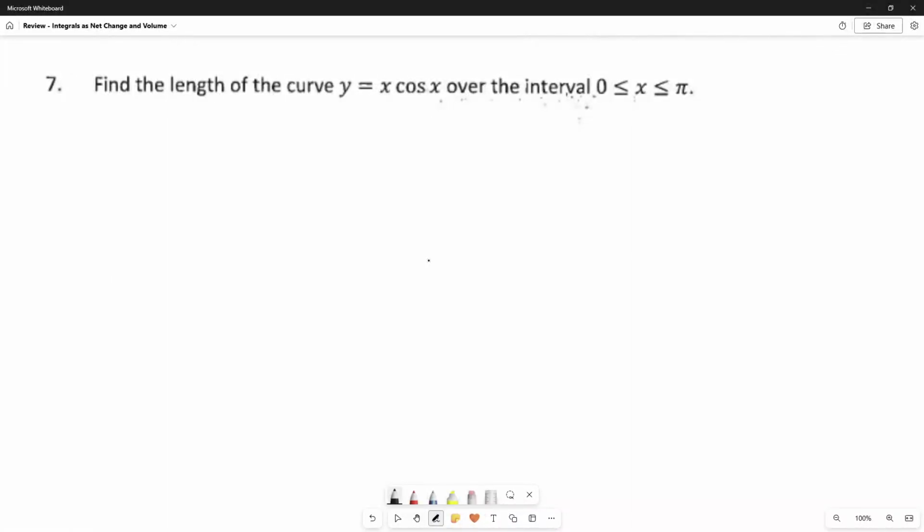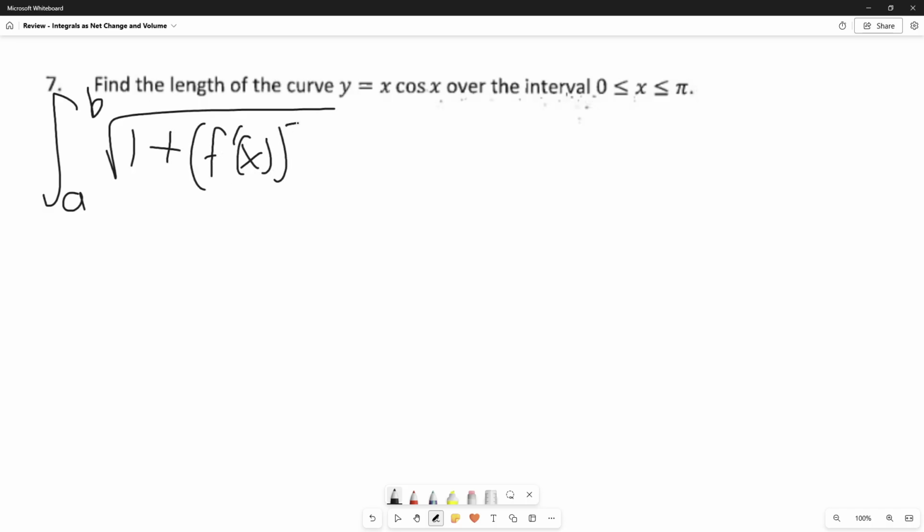Number 7 is find the length of the curve y equals x cosine x over the interval 0 to pi. And the formula for the length of a curve is a definite integral from a to b of the square root of 1 plus f prime of x squared dx. And what we need to find are a, b, and f prime of x. A and b are already given here. They're 0 and pi. And f of x is given here, so we need to find f prime of x.